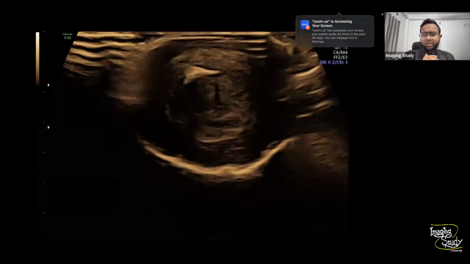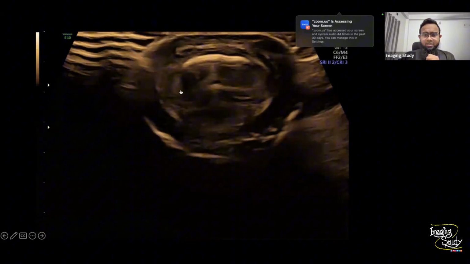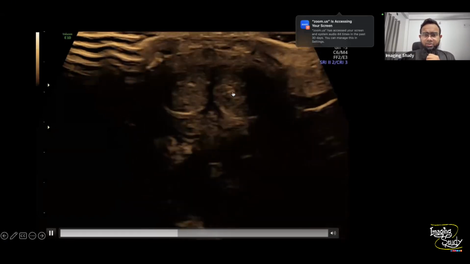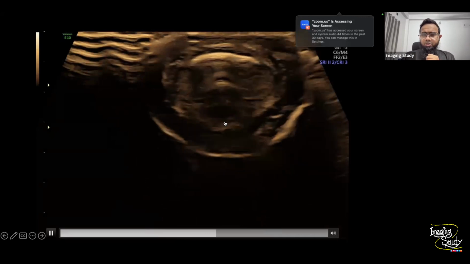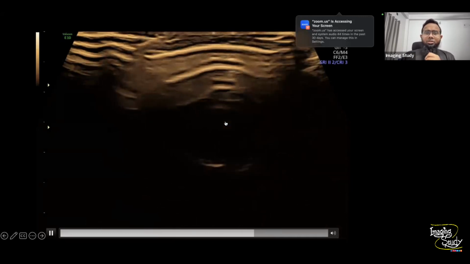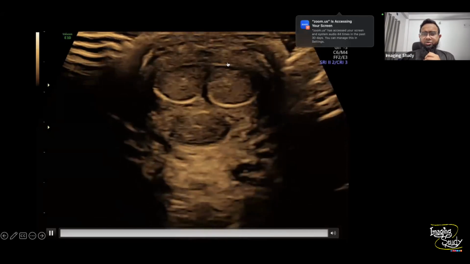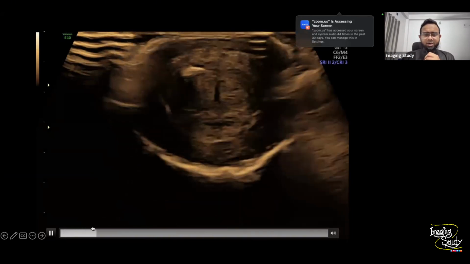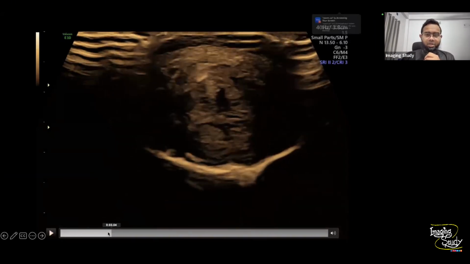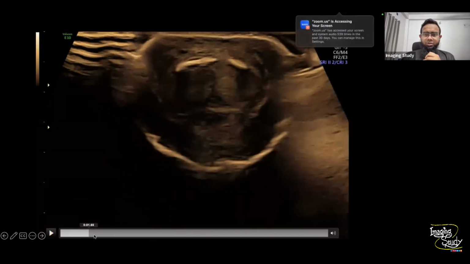So this is the cross section of the penile shaft. During scanning, these two are the corpora cavernosa, and this is the corpus spongiosum. And during the scanning, you can see some calcified areas within the tunica albuginea at this part. This is a very big plaque. Oh, this is multiple.